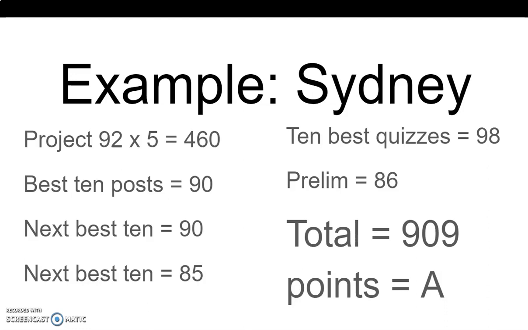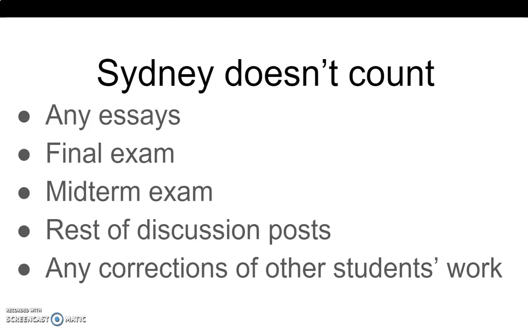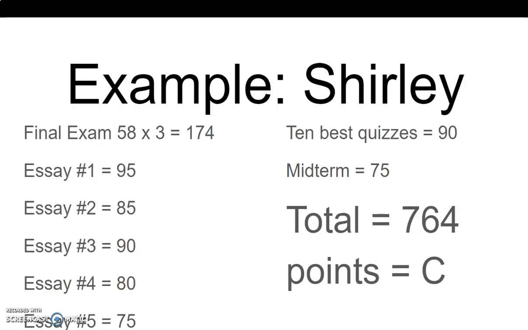She got 86 on her preliminary exam. We'll count that also. That gives her a total of 909 points for an A. Notice that Sydney didn't even have to take the final exam or write any essays. We don't have to count her midterm exam, which wasn't that good, or the rest of her discussion posts, which were not that good, or any of the corrections she did.